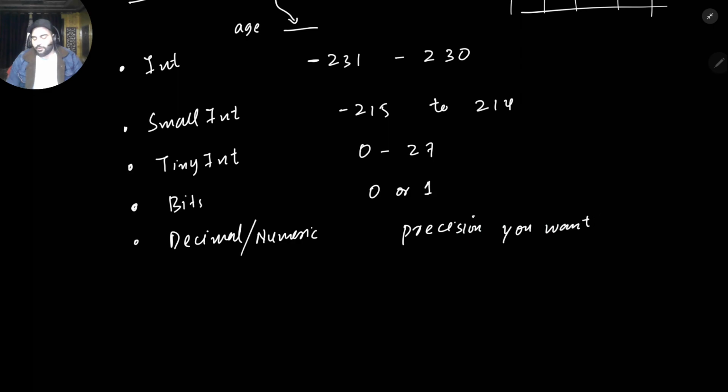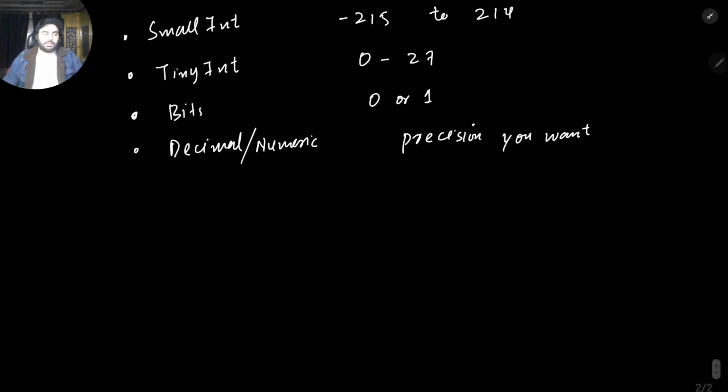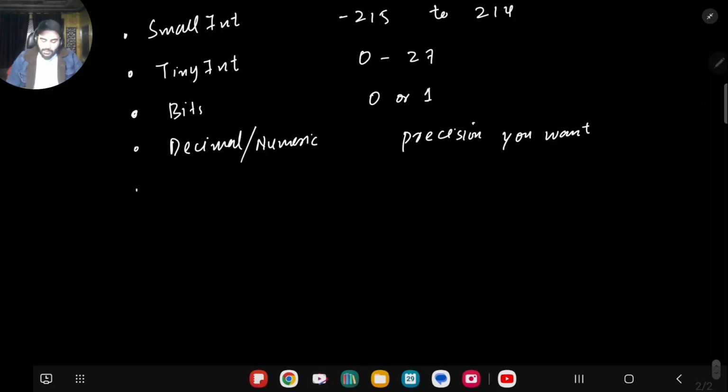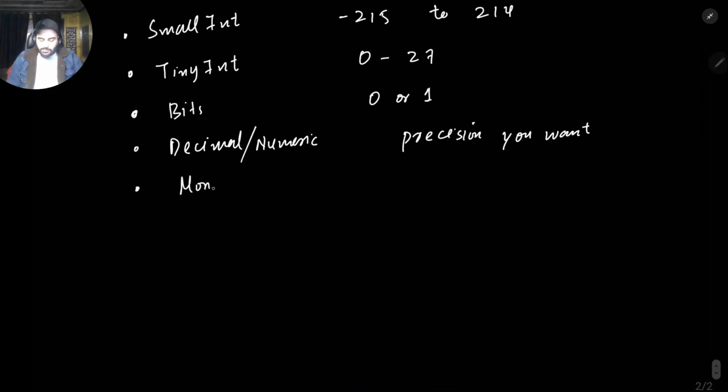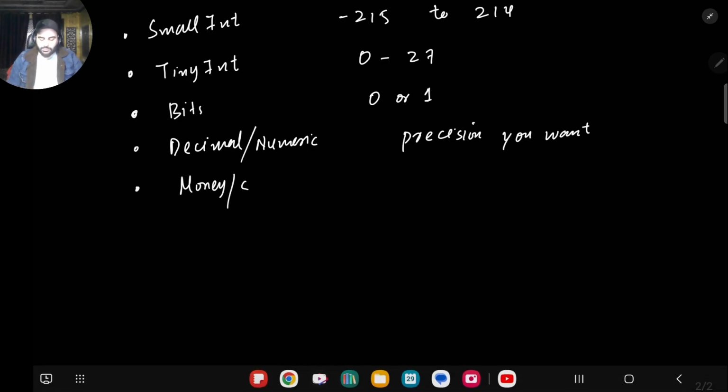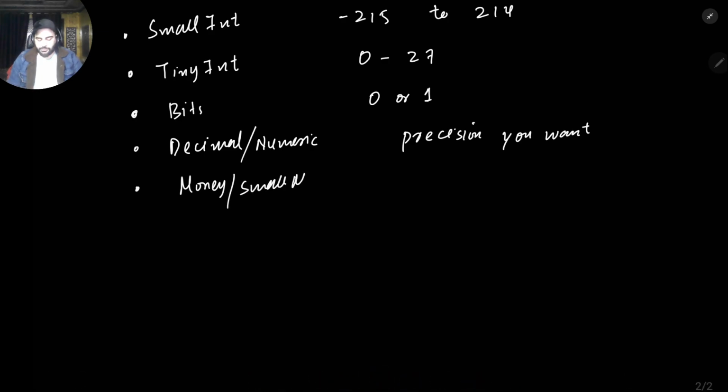So I hope that I have also discussed the meaning of precision. So I hope you recall that precision. Then we have a variable called money, or sometimes called small money. These variables store monetary values. For example, if you have a value like 10,000 rupees or $1 billion, you can store that in these money or small money variables.